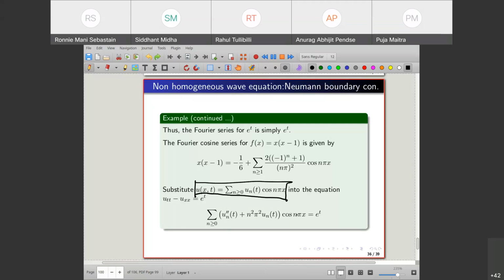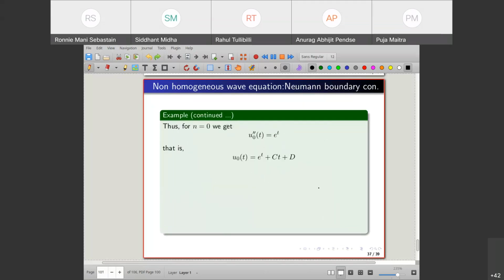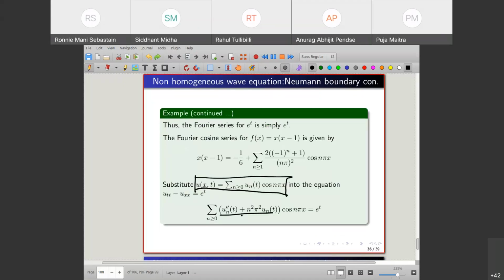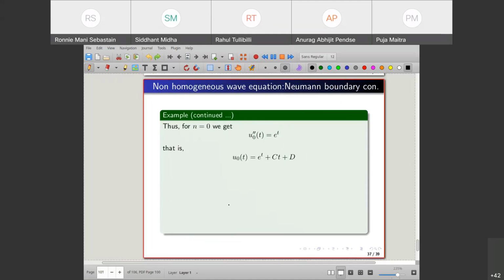Right? So yeah, we want this to happen. Which means for n equal to 0, we will get a differential equation, and for n greater than or equal to 1, we will get this thing equal to 0. So let's just see. For n equal to 0, this term vanishes, so we get u0''(t) = e^t, and the general solution of this we know is this.